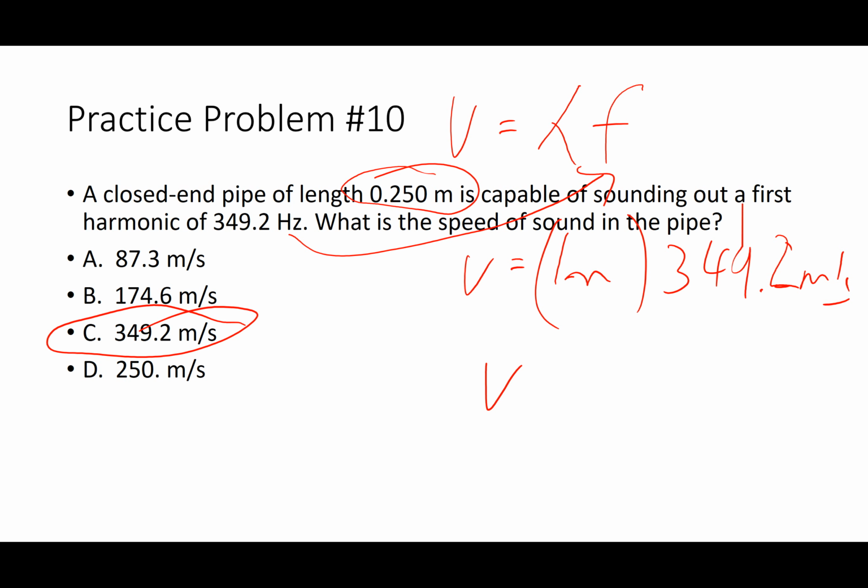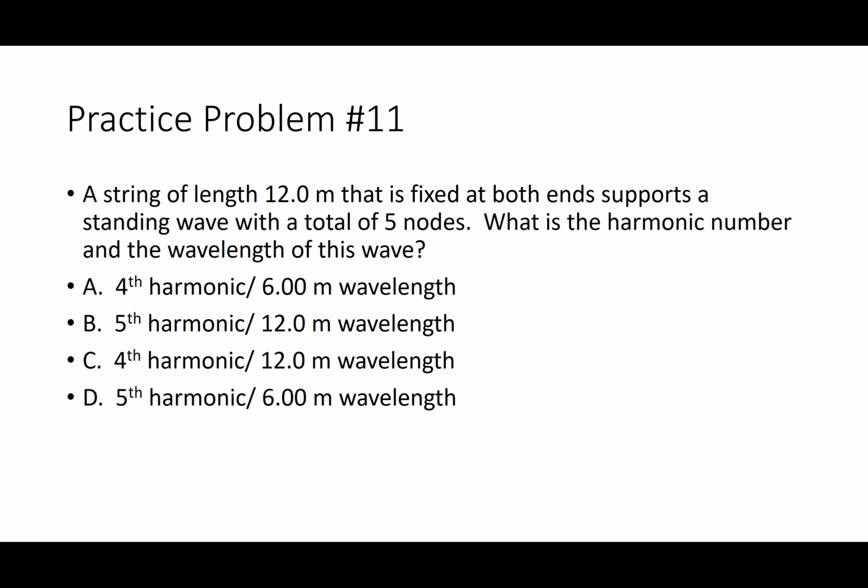All right, so practice problem 11, we have a string of length 12 meters fixed at both ends, and we get a standing wave with 5 nodes. And we want to know the harmonic number and the wavelength of the wave. Well, first of all, remember the harmonic number is equal to the number of antinodes, or you can also find it by taking the number of nodes minus 1. So we have 5 nodes minus 1. We have the 4th harmonic. This is the 4th harmonic.